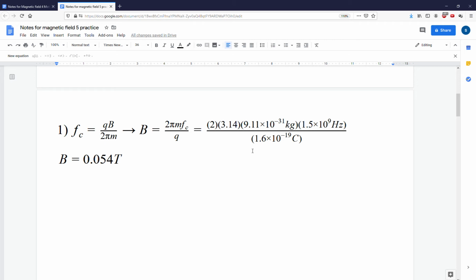If we plug these values into our formula, 2 times pi times m times f divided by q, we get a total magnetic field of 0.054 Tesla.